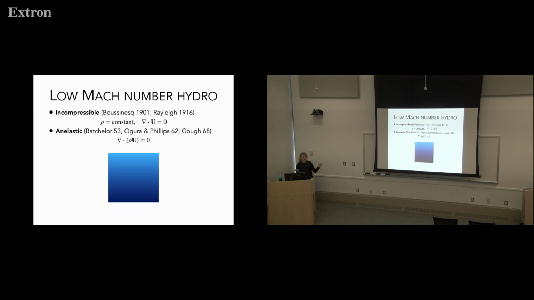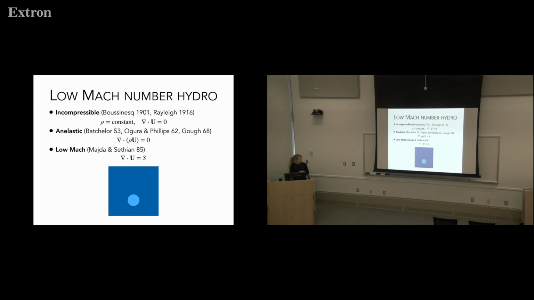Now what if we want to have reactions in our fluid? If we want burning, heating, this is going to cause maybe large-scale changes in the density and the pressure. So the inelastic approximation is no longer going to be very good. The first people to take this into account were these guys. They used what they called the low-Mach number approximation.